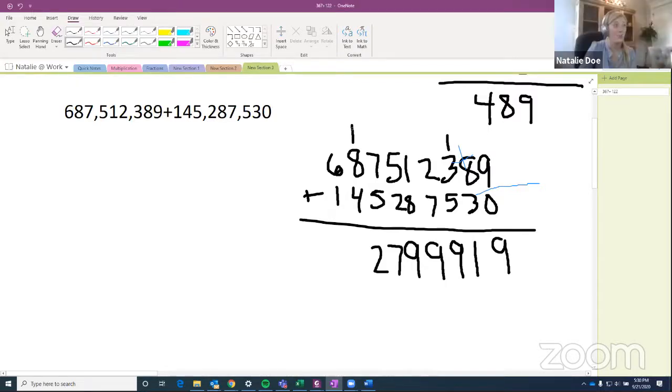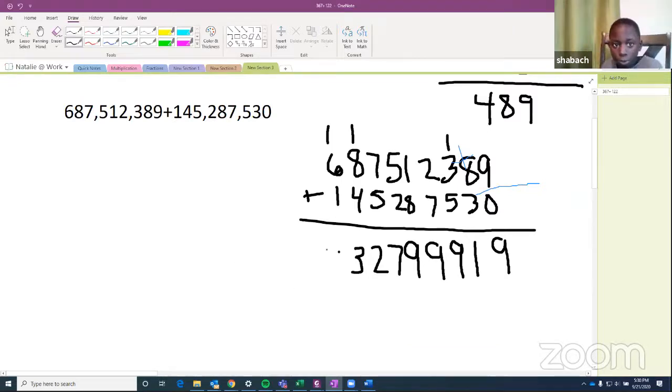So now I've got 1 plus 8 plus 4. What's that? 13. All right, 13. Same thing. I put my 3 here, carry my 1. Then the last one, 1 plus 6 plus 1. What's that? 8.